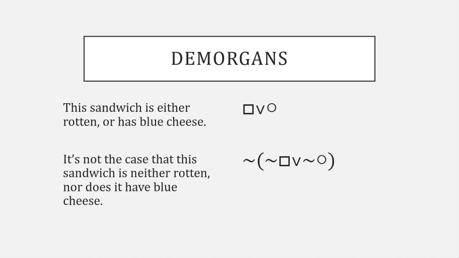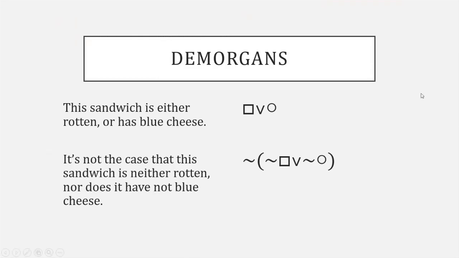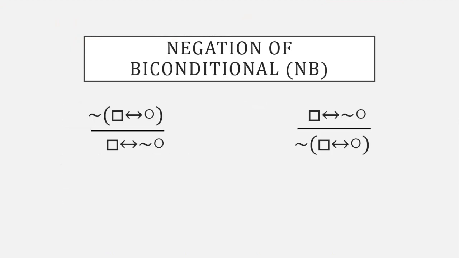Sorry, this should say, nor does it have blue cheese. You know, one of those two things must be true. All right, I don't know if that helps at all. Okay, one last rule: negation of biconditional. This is, again, a pretty helpful rule.